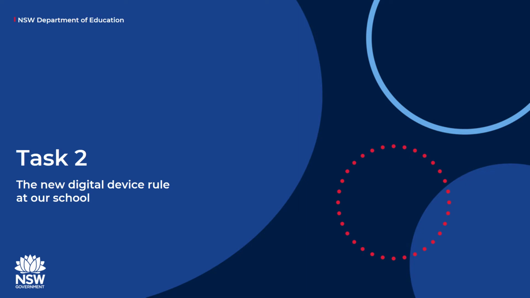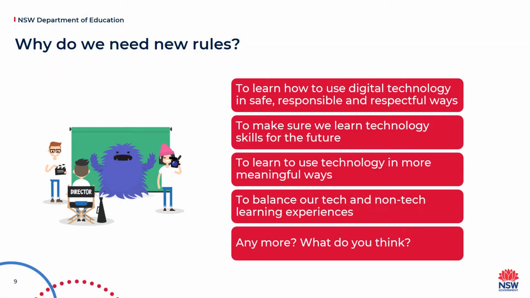For task 2, we're looking at new digital device rules that we have at our school. So as we move to remote learning and the use of more technology in schools, we've had to revise the way we use technology in the school, because we want you to learn how to use digital technology in a safe, responsible and respectful way.